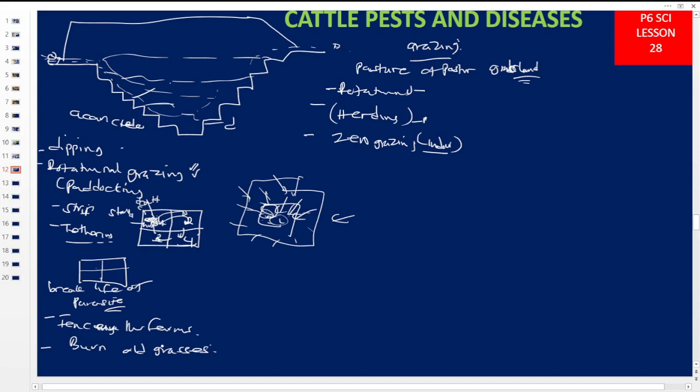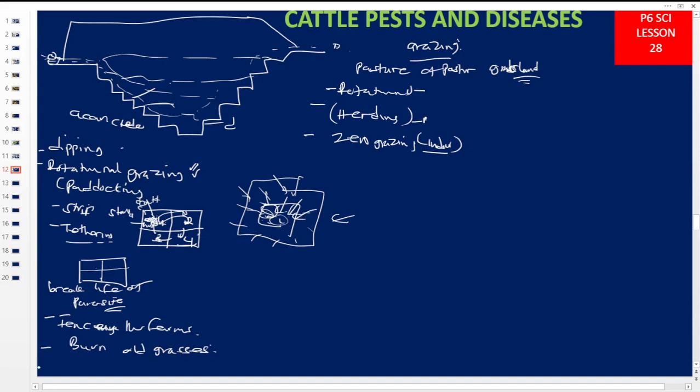One, spraying using acaricides, dipping using acaricides in a deep tank, and dipping is the best method. Practicing rotational grazing, where we've looked at paddocking, strip grazing, and tethering. And how does this rotational grazing control that? By breaking down the life cycle of these pests or parasites, and also fencing our farms to avoid contact of these stray animals with our animals, and also burning all the grasses. Those are the external parasites, and those are some of the methods we can use to avoid them.